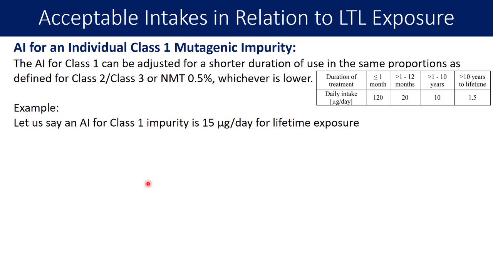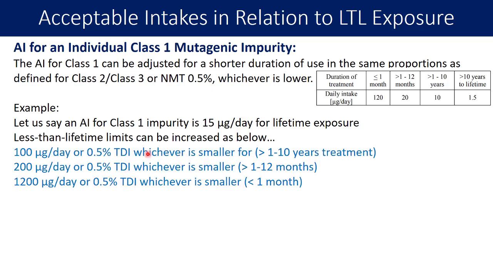I would like to bring a similar example for explanation of this particular term. Let us say that the acceptable intake for class 1 impurity is 15 microgram per day for the lifetime exposure. So the less than lifetime limit can be increased as below now. I'm just correlating: if 1.5 microgram was the acceptable intake for more than 10 years, that time 10 microgram was the acceptable intake for 1 to 10 years. Now as my lifetime exposure limit is 15 microgram, just 10 times this, then this 10 is going to become 100 micrograms per day.